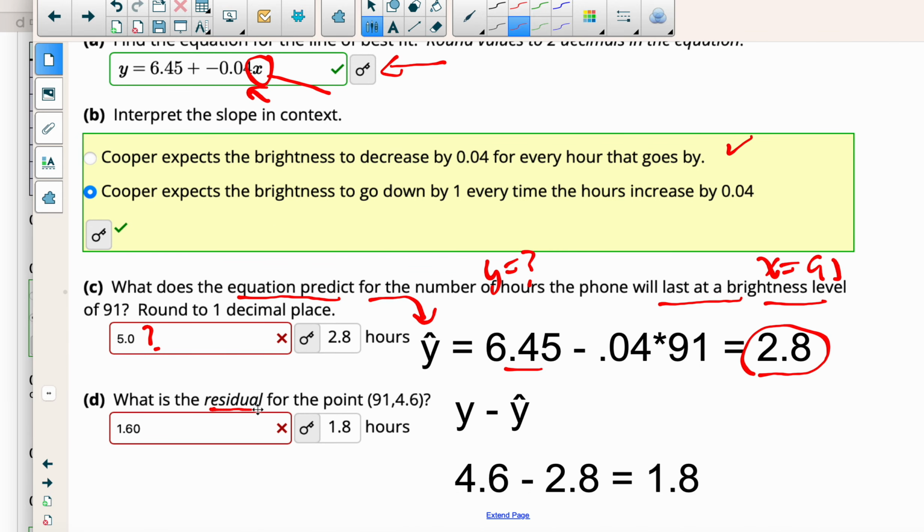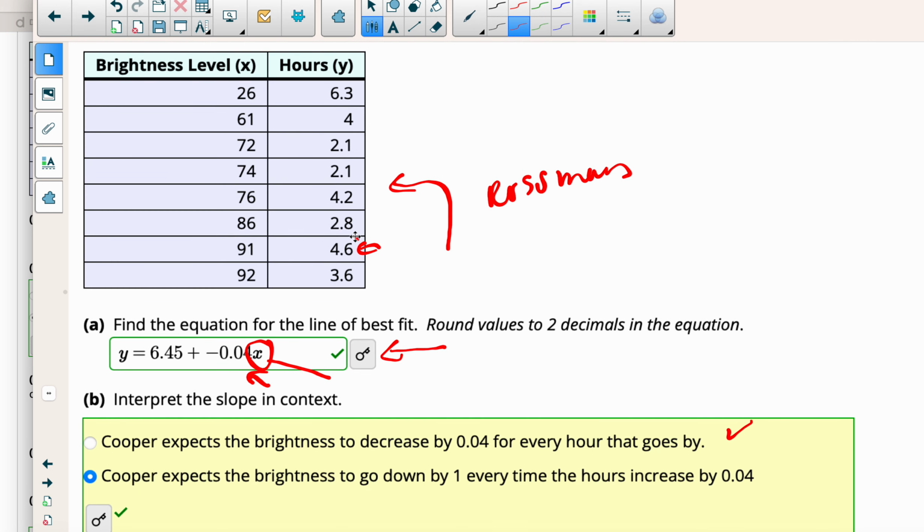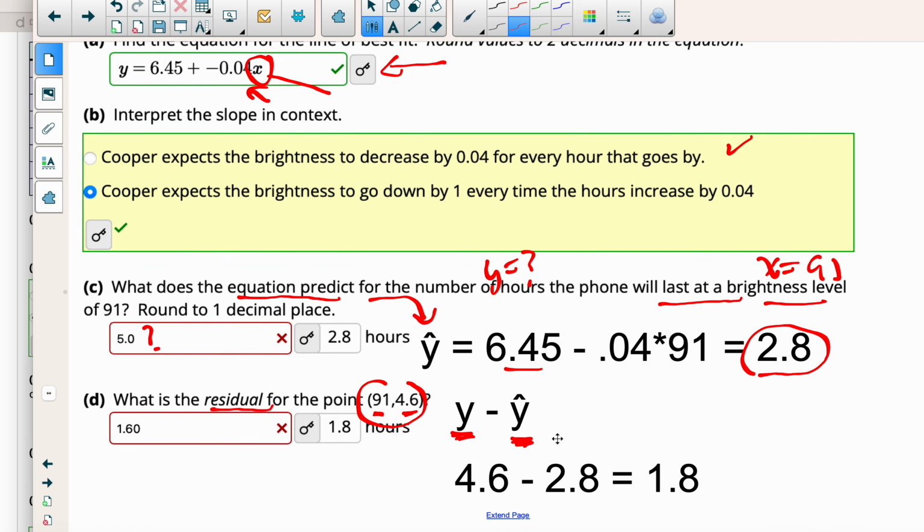All right, and so then the residual again is just my actual Y minus what the line predicted for Y. All right, well, here's my actual. When my brightness is 91, I actually saw 4.6 for my Y value. That's my actual. What did the line predict? My Y hat? Well, I just predicted it here, 2.8. The difference between the two is 1.8 hours.